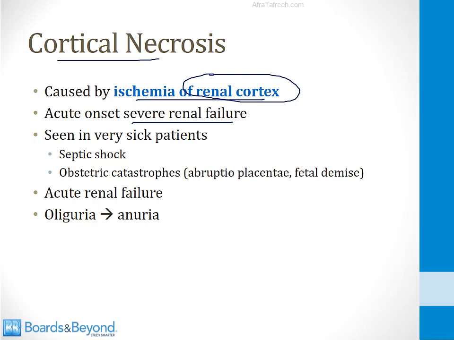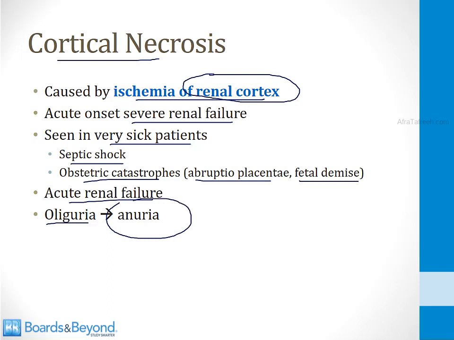This is only seen among very sick patients. It can be seen in patients with septic shock. It's also classically associated with obstetric catastrophes, especially placental abruption or fetal demise. It presents as acute renal failure with severe oliguria, usually leading to anuria, meaning no urine output. And once again, that's because in the cortex you find the glomeruli, so if you destroy your glomeruli, you're not going to make any more urine.